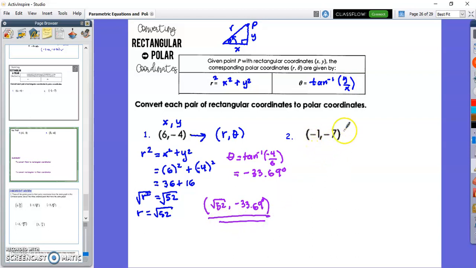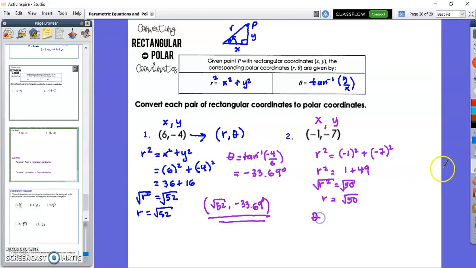Let's take example number 2. This is going to be my x coordinate, and this is going to be my y coordinate. Calculating for my r, I'm going to use r squared equals, my x is equal to negative 1, so I'm going to put negative 1 to the second power, plus my y, negative 7 to the second power. So r squared is equal to 1 plus 49, so r squared equals 50. I'm solving for r, so I'm going to take the square root of both sides, so r will be equal to root 50.